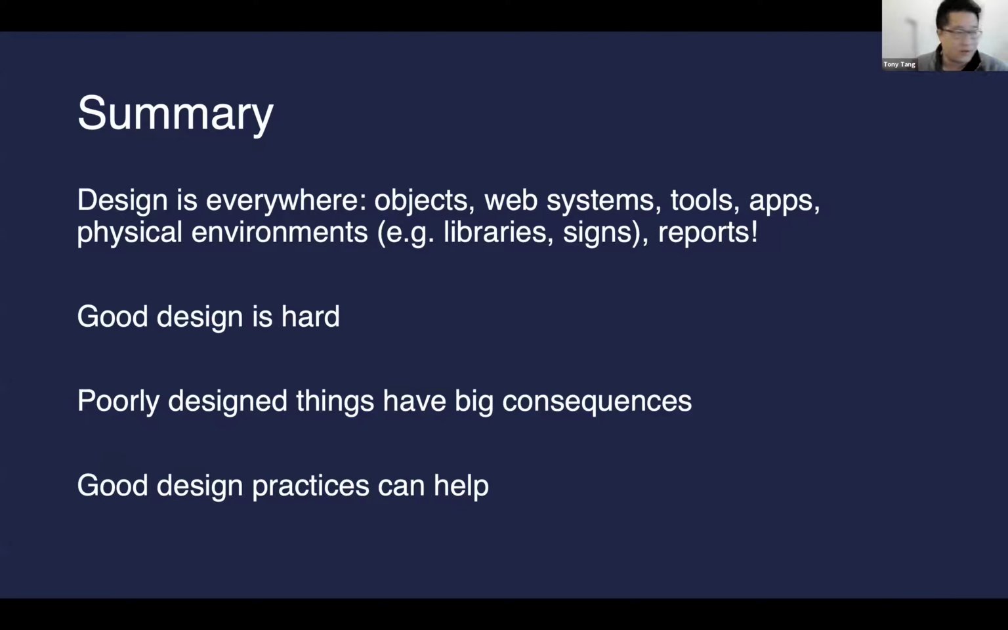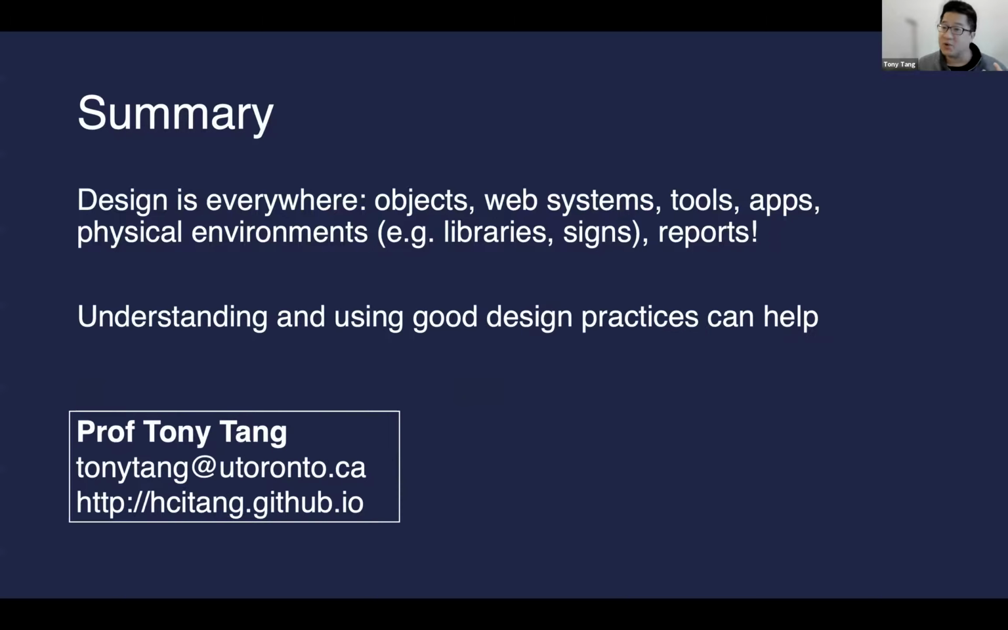So here's the quick summary of my 30-minute talk. Design is everywhere. Objects that you use, web systems that you make use of, tools, apps, physical environments, libraries, signs in the libraries, reports that you build. Good design is hard. It's not easy. Poorly designed things have big consequences. They're annoying to use. And when you learn good design practices, as you would in a user experience design program, you can help make better designs.